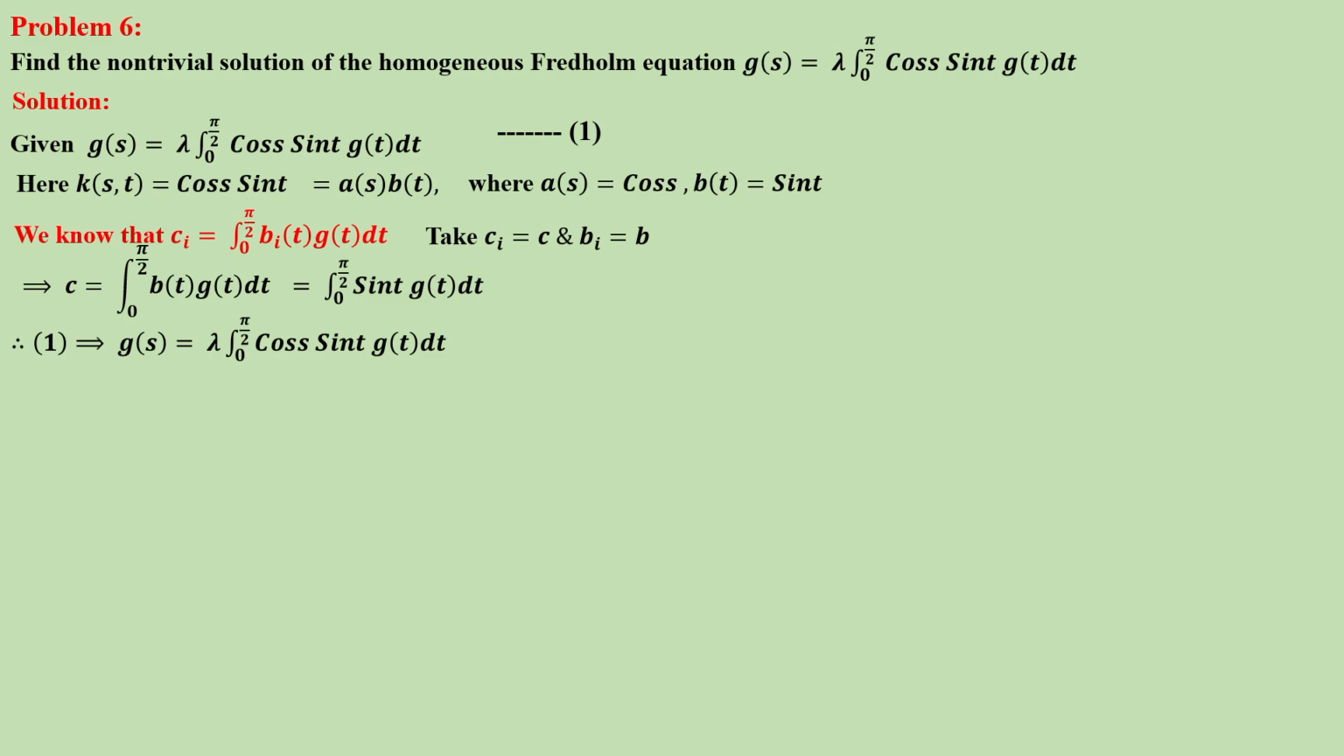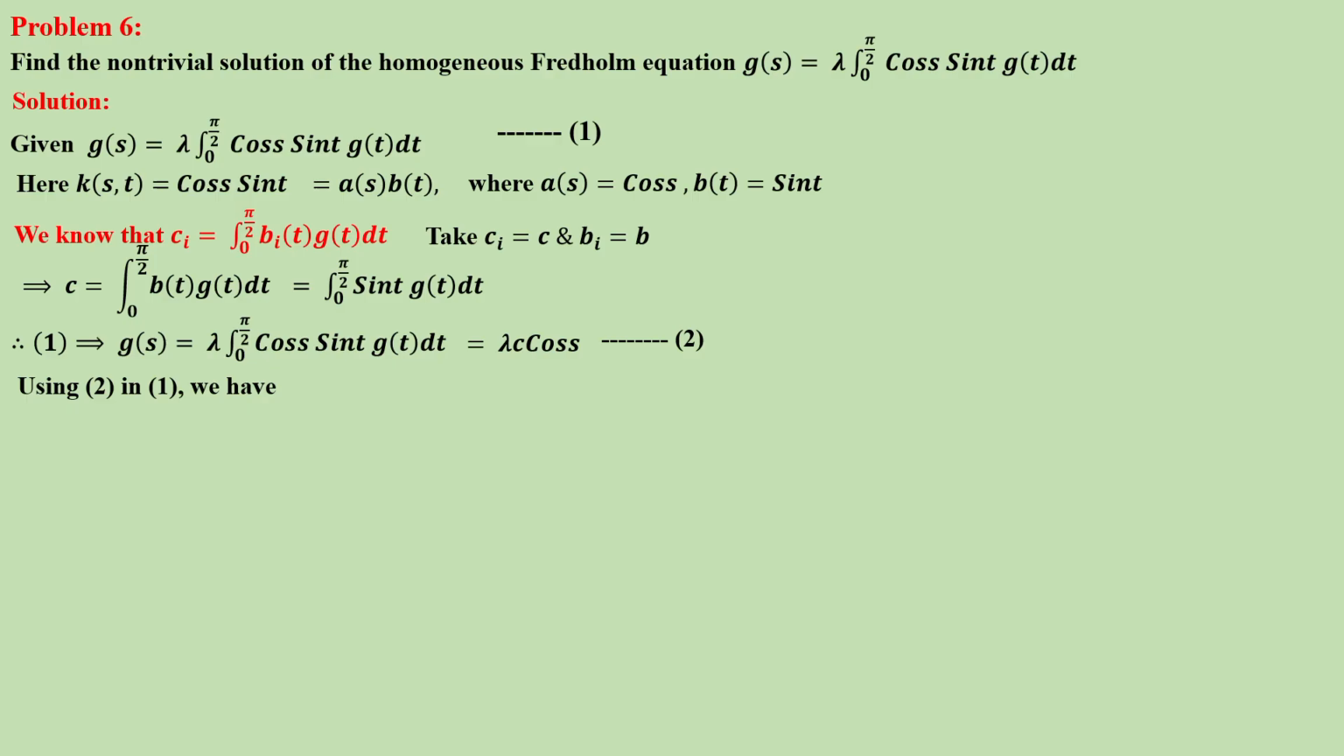Substituting the c value, ∫ from 0 to π/2 of sin t g(t) dt, in equation 1, g(s) becomes λ ∫ from 0 to π/2 of cos s sin t g(t) dt. cos s is constant with respect to that particular integral, so take it outside: λ cos s ∫ from 0 to π/2 of sin t g(t) dt. That integral is nothing but c from the previous step. So you will get λ c cos s. That is equation number 2.